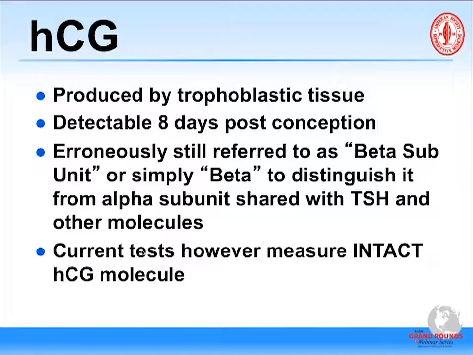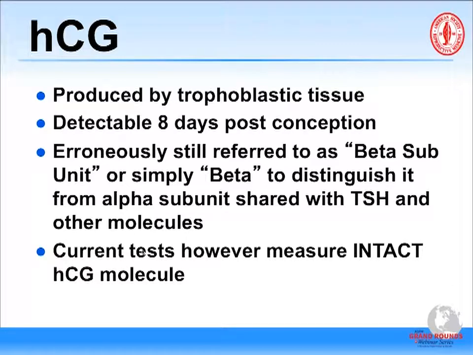hCG is produced by trophoblastic tissue. It's detectable about 8 days post-conception. Our residents here at NYU still erroneously refer to this as the beta subunit or simply the beta. They have a beta book for the roulette ectopics at Bellevue. This is to distinguish it originally from the alpha subunit that's shared with TSH and other molecules.